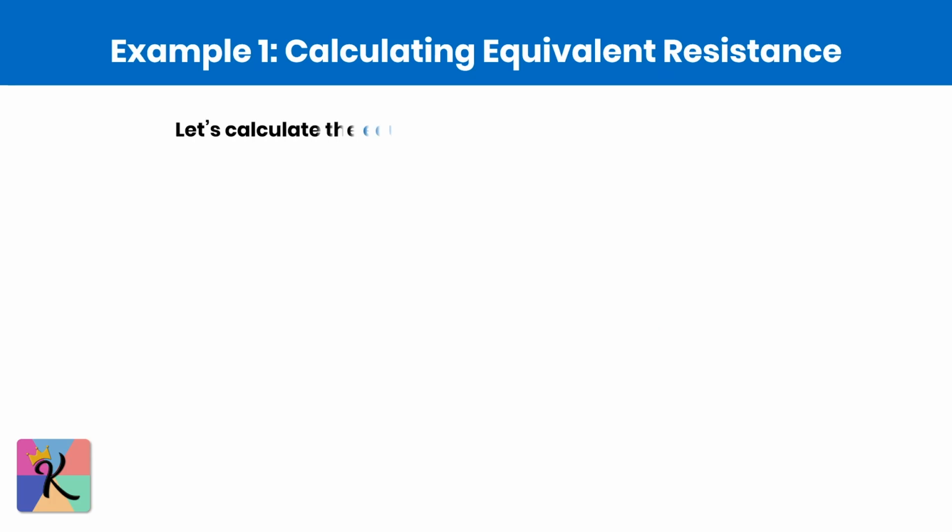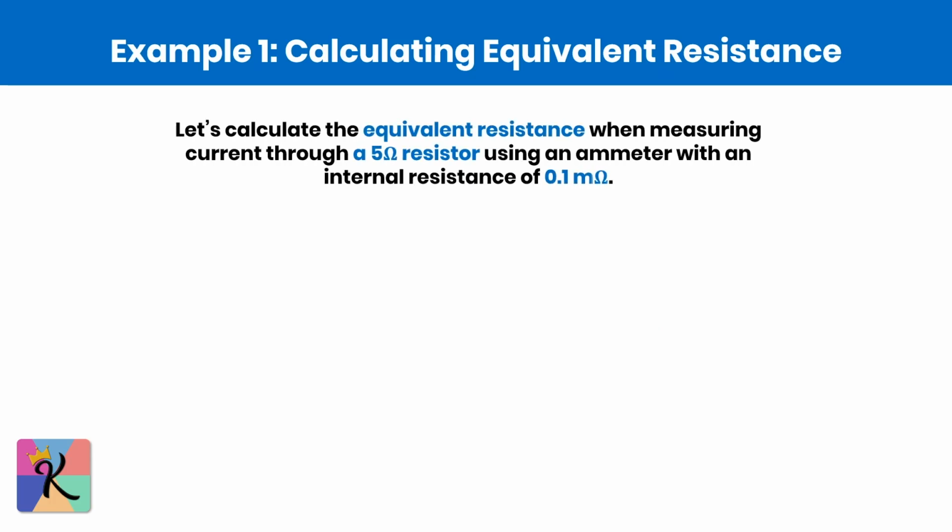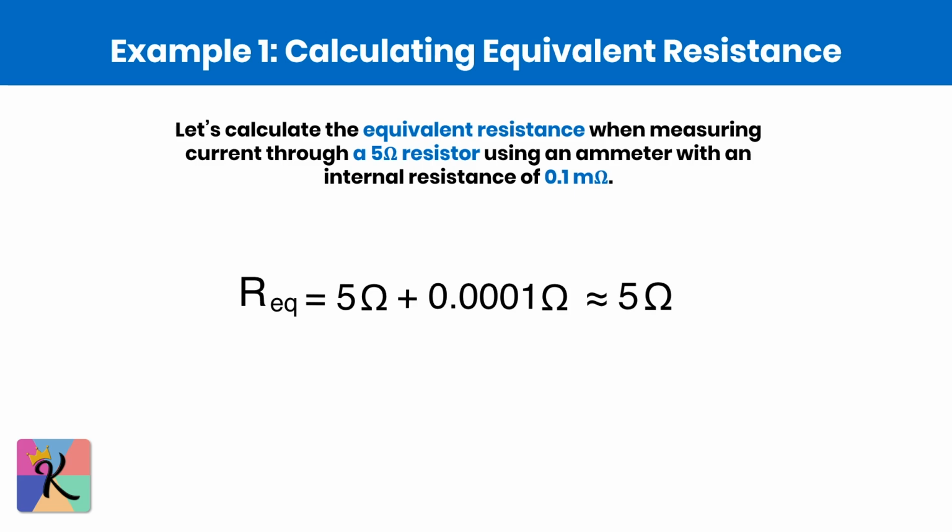Example 1. Let's calculate the equivalent resistance when measuring current through a 5 ohm resistor using an ammeter with an internal resistance of 0.1 milliohms. The equivalent resistance is the sum of the resistor and the ammeter's internal resistance, 5 ohms plus 0.001 ohms, which is approximately 5 ohms. As you can see, the internal resistance of the ammeter has minimal effect on the circuit.